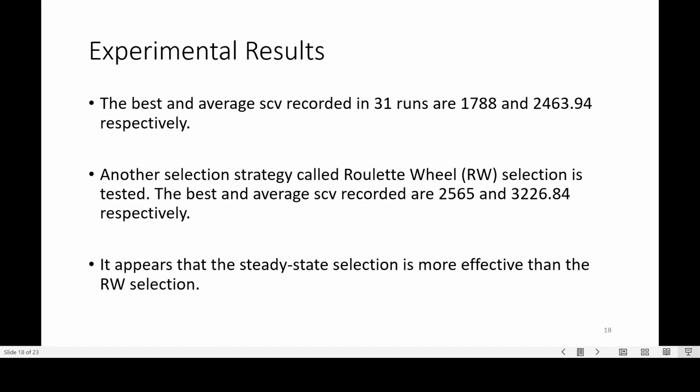The best and average SCV recorded in 31 runs are 1788 and 2463.94 respectively. Another selection strategy called relative selection is tested. The best and average SCV recorded are 2565 and 3226.84 respectively. It appears that steady-state selection is more effective than the relative selection.